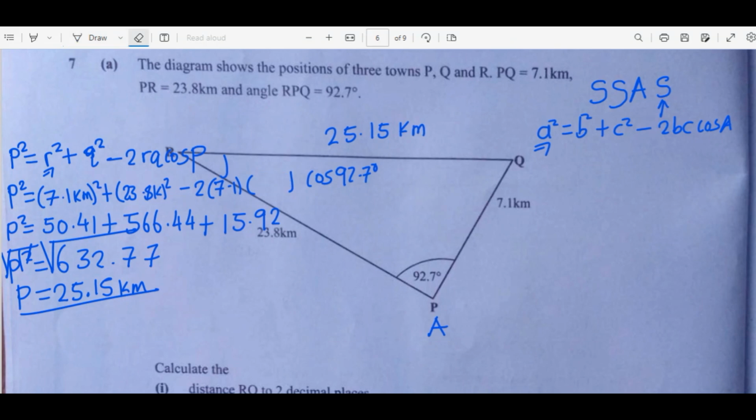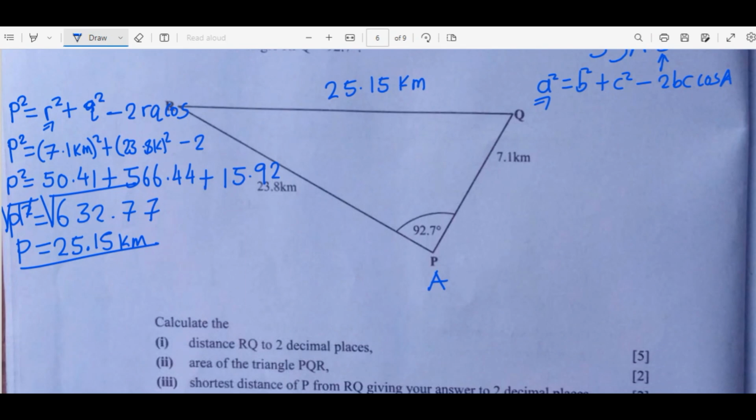Okay, so let me get rid of these. So we are done with this question. We can now proceed to Roman number 2, area of the triangle PQR.